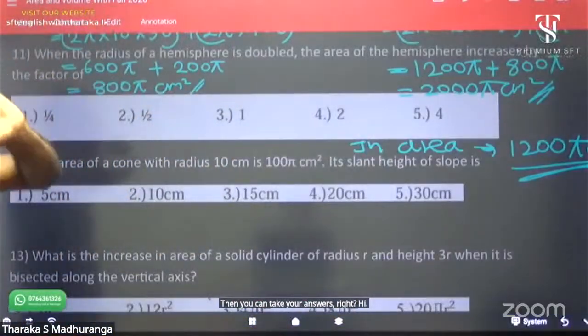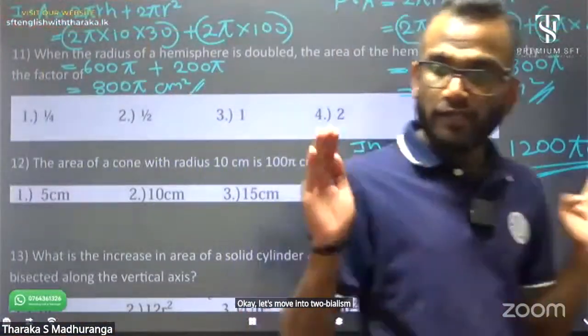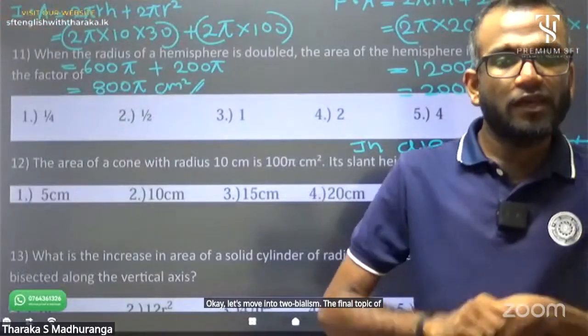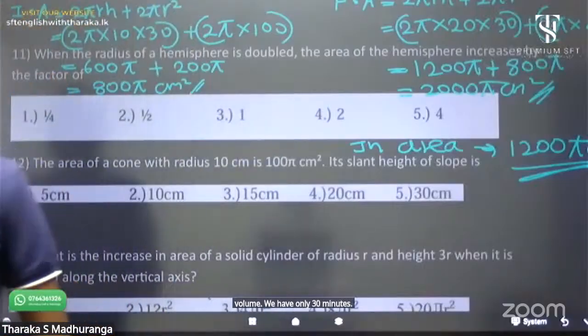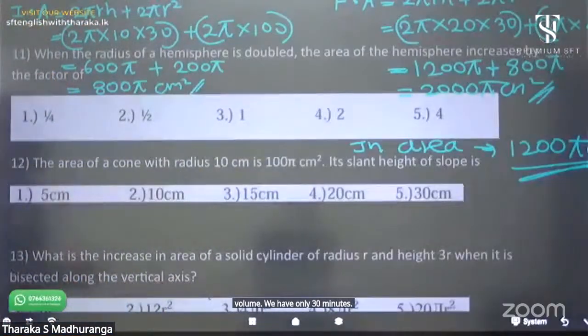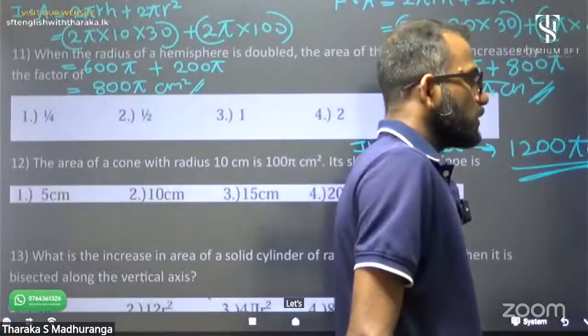Okay, let's move into today's lesson. The final topic of the lesson, volume. We have only 30 minutes. Let's try to complete.